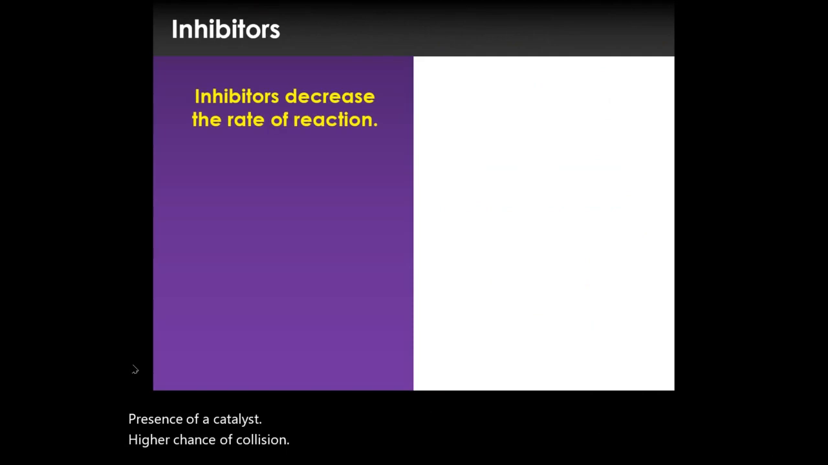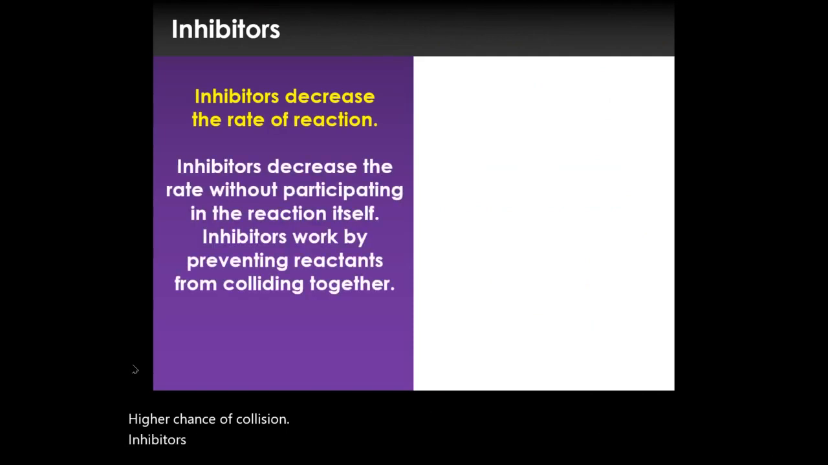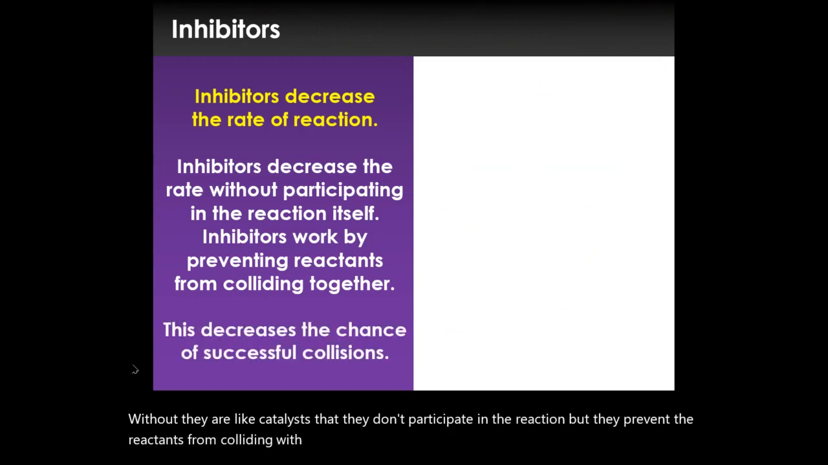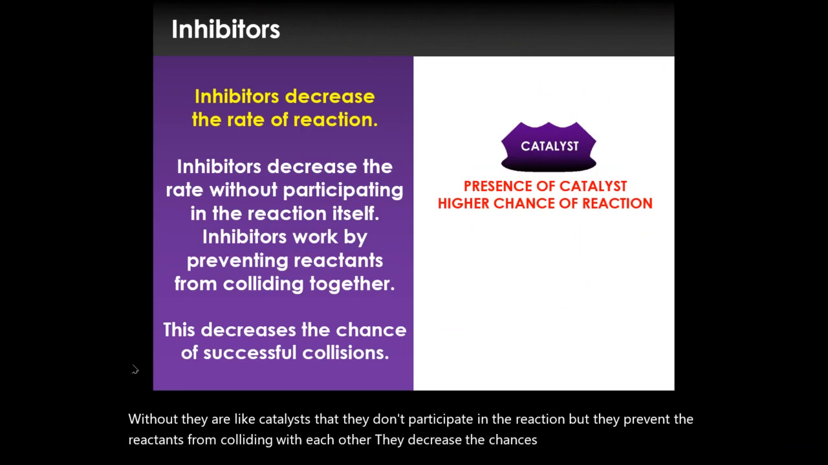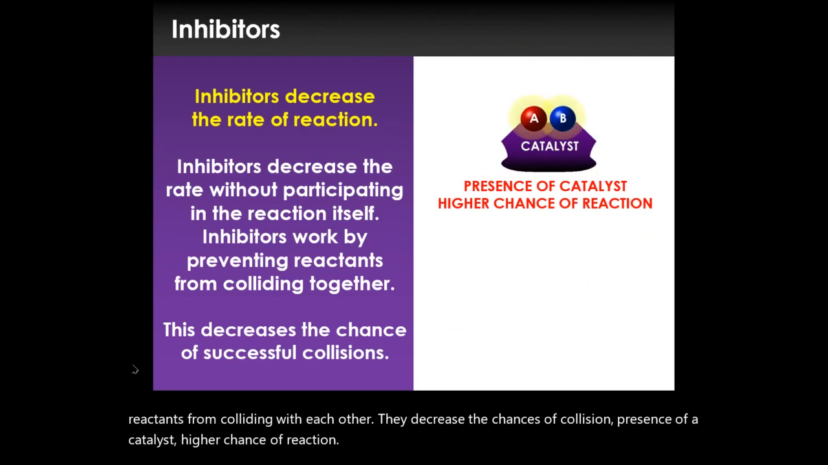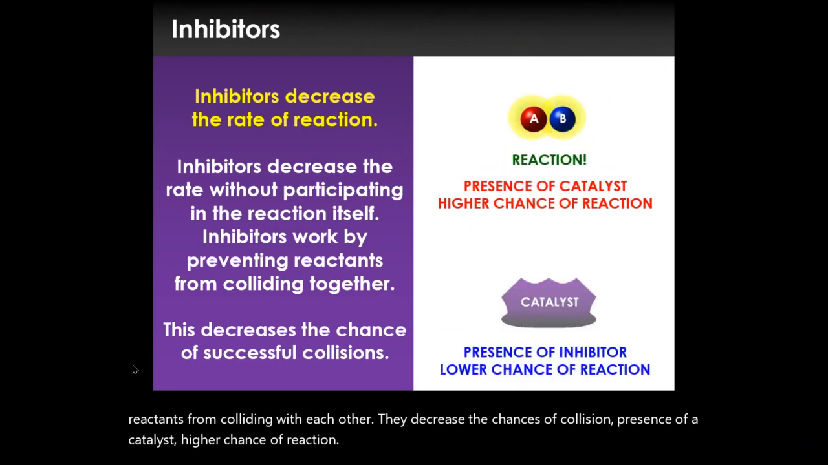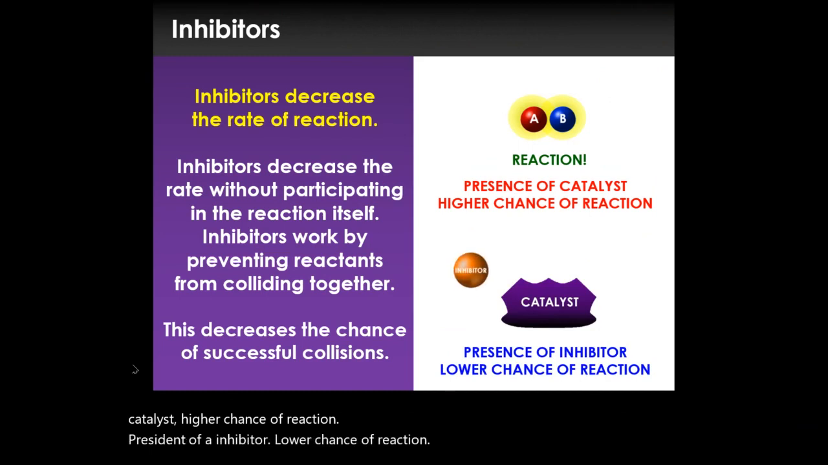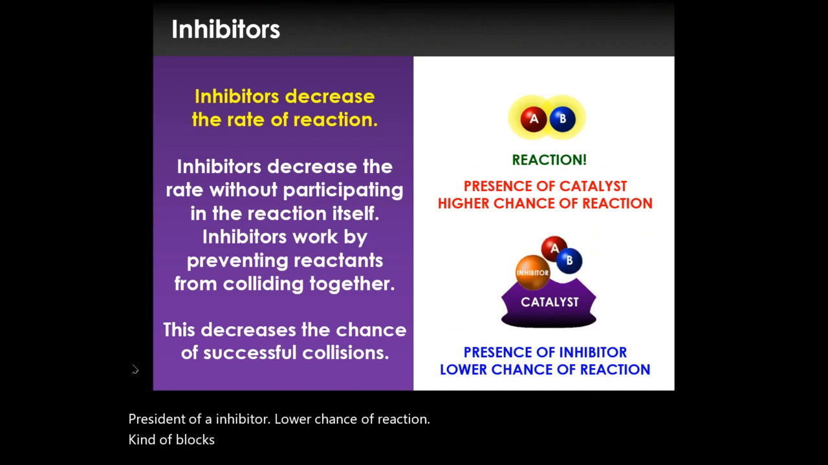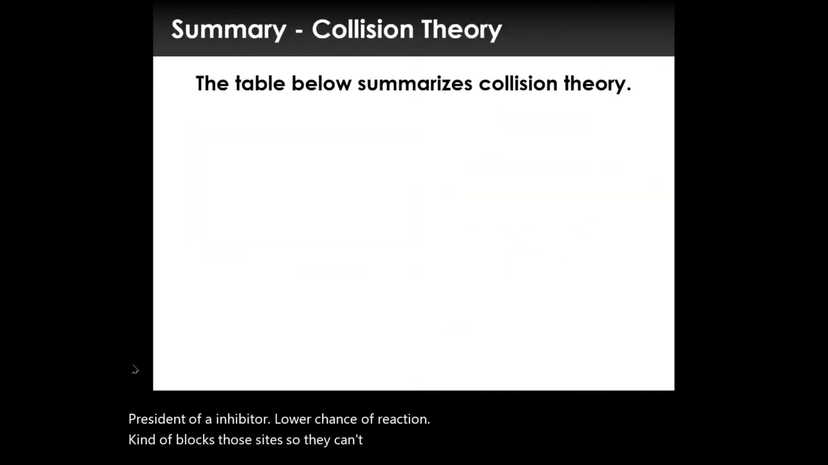Inhibitors. Inhibitors decrease the rate of reaction. They are like catalysts in that they don't participate in the reaction, but they prevent the reactants from colliding with each other. This decreases the chances of collision. Presence of a catalyst, higher chance of reaction. Presence of an inhibitor, lower chance of reaction. Kind of blocks those sites so they can't get in there.